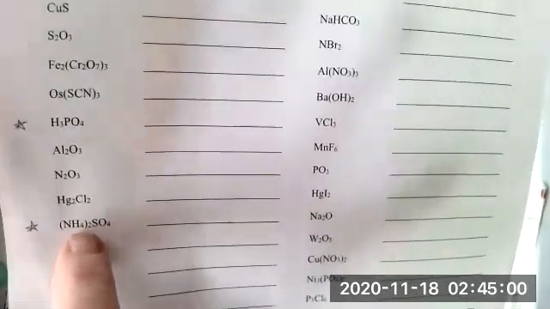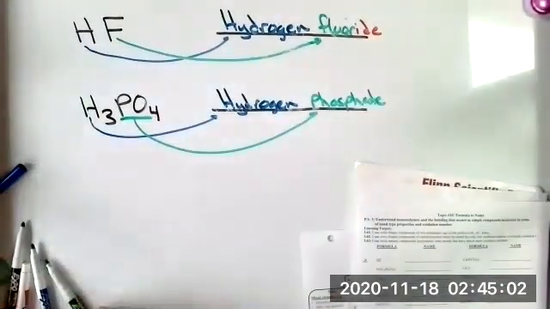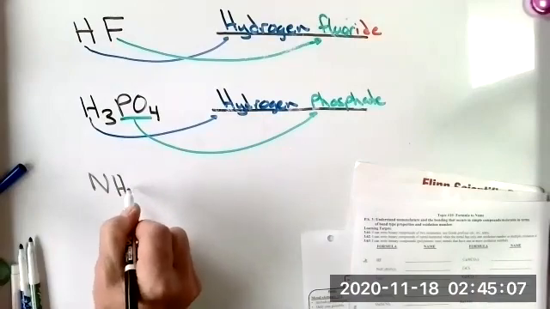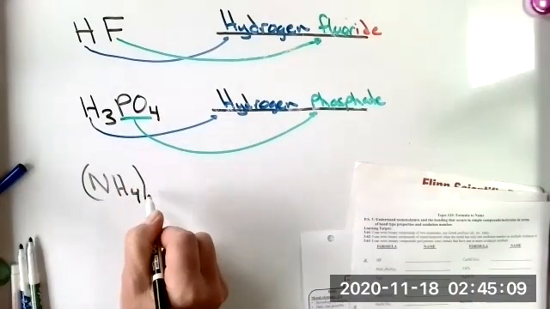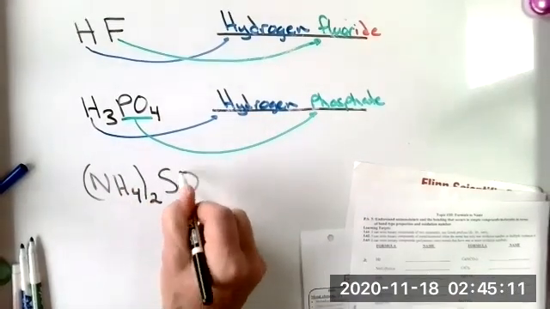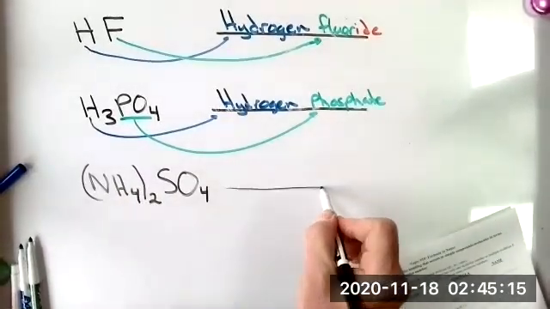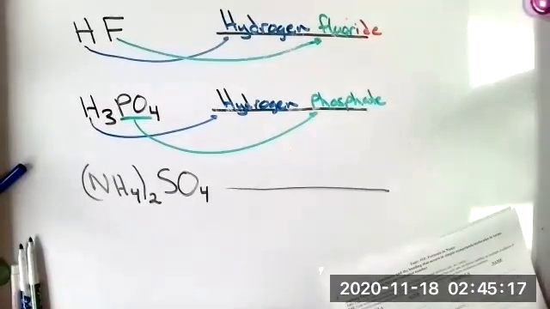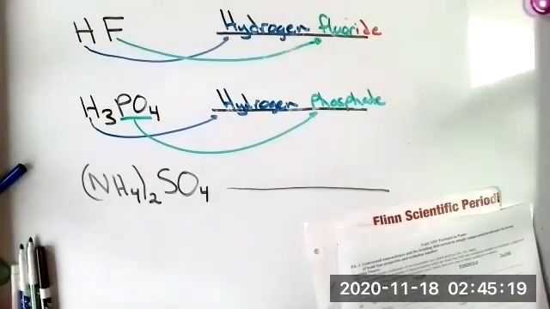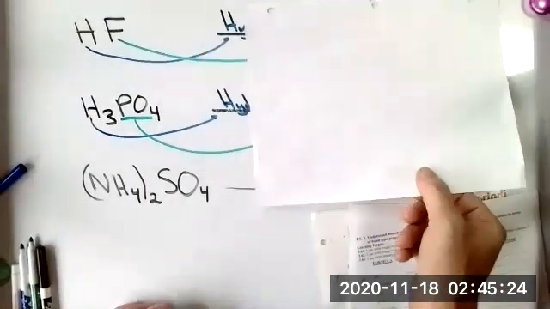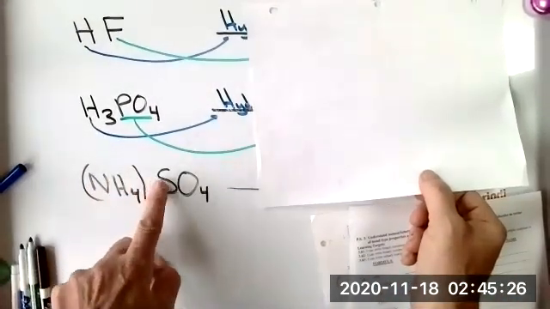Let me put him on the board. Okay, I'll put him down here. NH4. It looks nasty, but trust me, you're smart, you can handle this. You've got a great flow chart now. And again, watch how I do this. 1, 2, 3, 4.